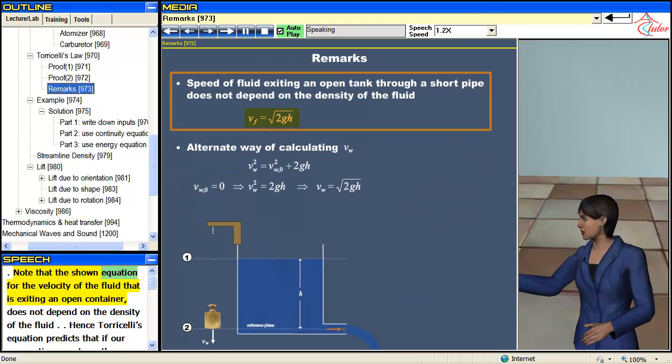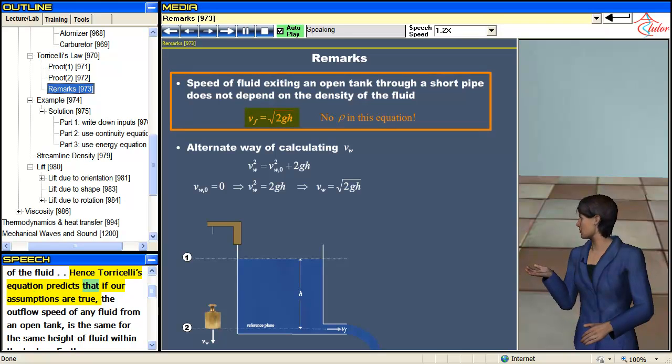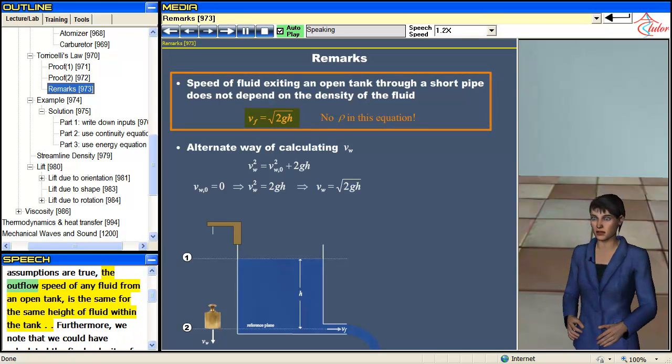Note that the shown equation for the velocity of the fluid that is exiting an open container does not depend on the density of the fluid. Hence, Torricelli's equation predicts that if our assumptions are true, the outflow speed of any fluid from an open tank is the same for the same height of fluid within the tank.